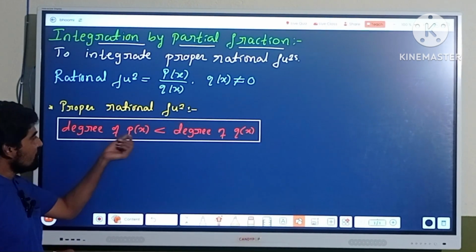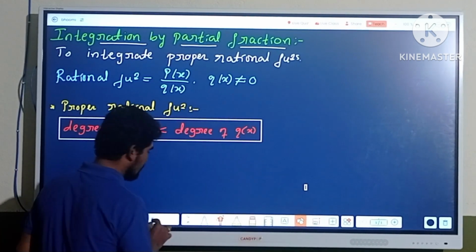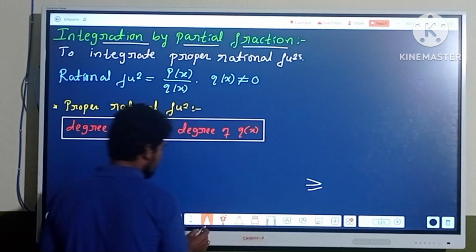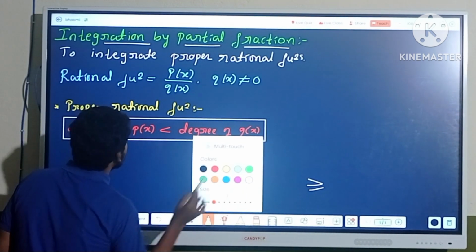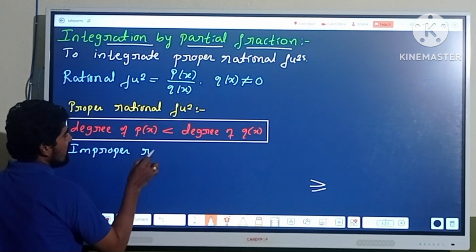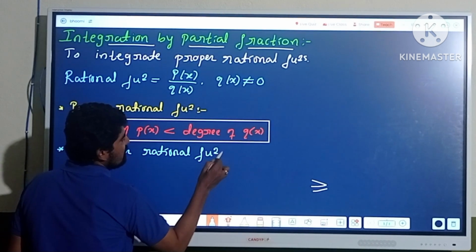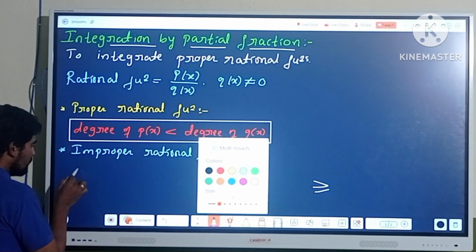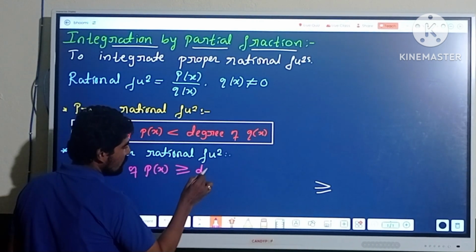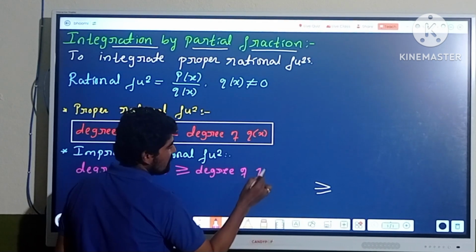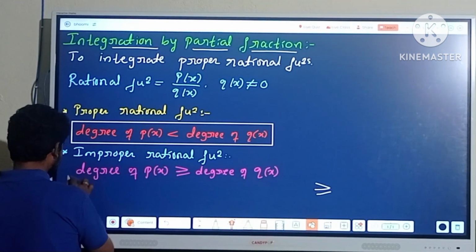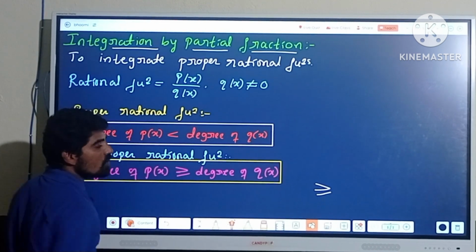And if the degree of the polynomial px is greater than or equal to the degree of the polynomial qx, such types of rational functions are known as improper rational functions.